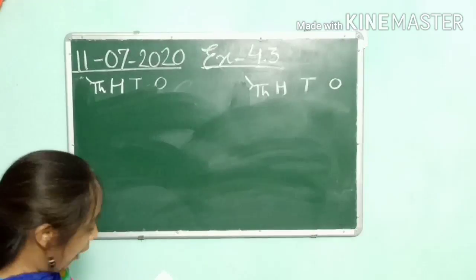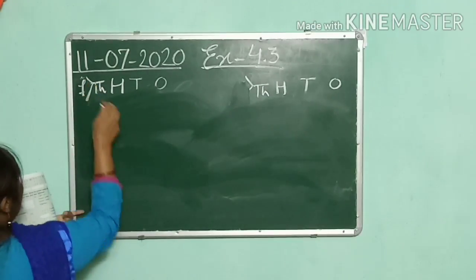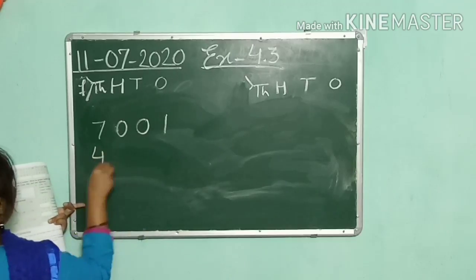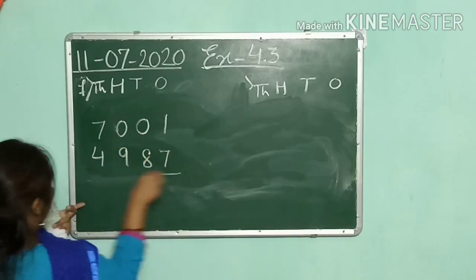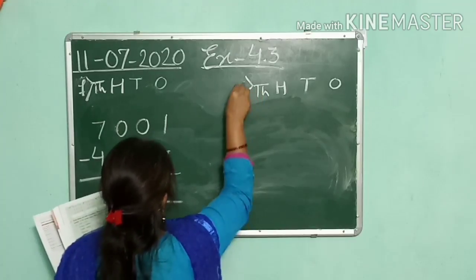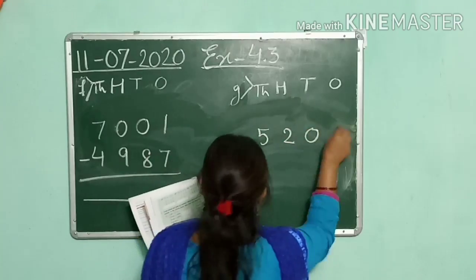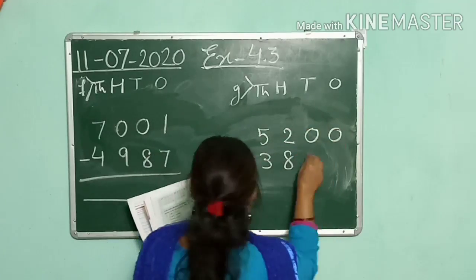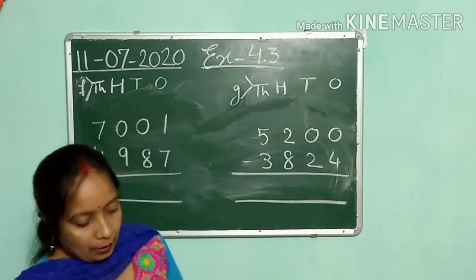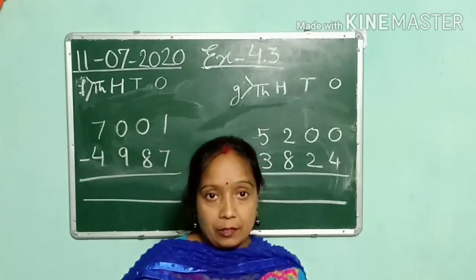Okay children, now what we will do? Question number F. So I am going to write the question. Question number F is 7001 and 4987. Okay. And then we will do question number G. And here in G number you have to subtract 5200 and 3824. Okay. Now children, again start your subtraction from the ones place digit, isn't it?